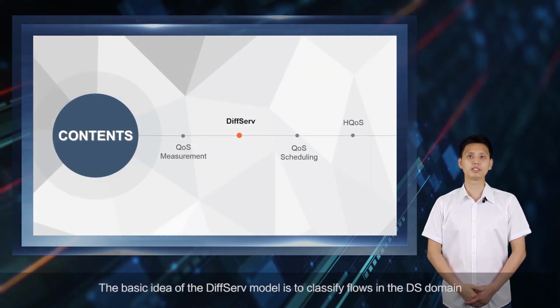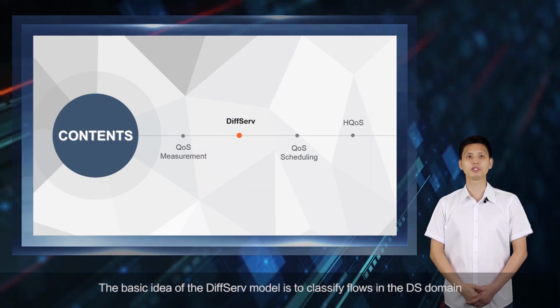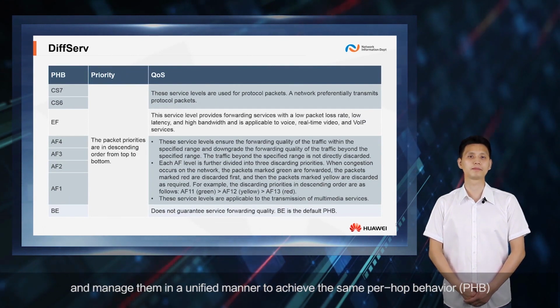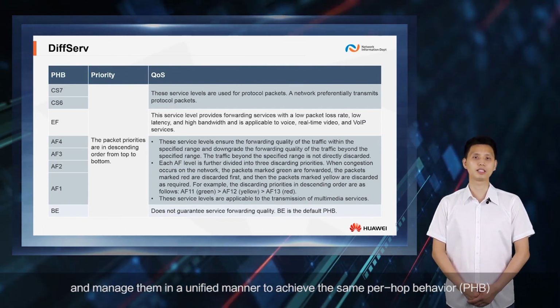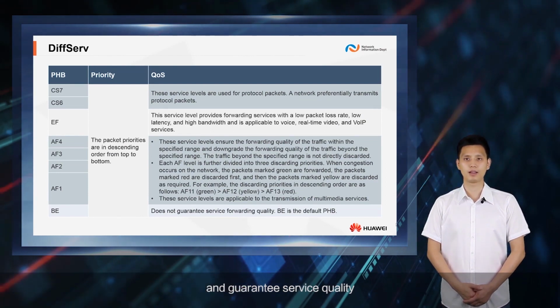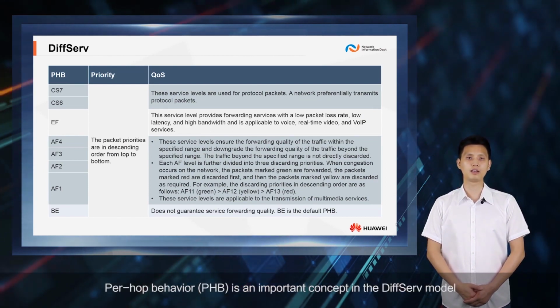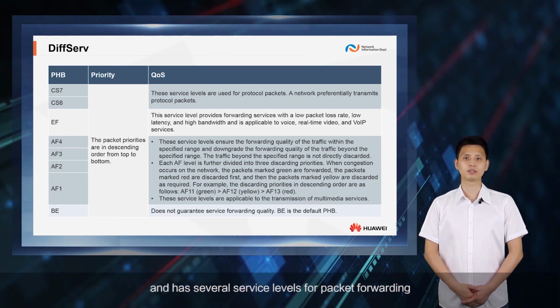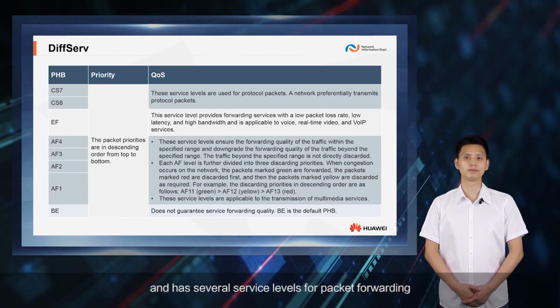The basic idea of the diff-serve model is to classify flows in the DS domain and manage them in a unified manner to achieve the same per-hop behavior, PHB, and guarantee service quality. Per-hop behavior, PHB, is an important concept in the diff-serve model and has several service levels for packet forwarding.